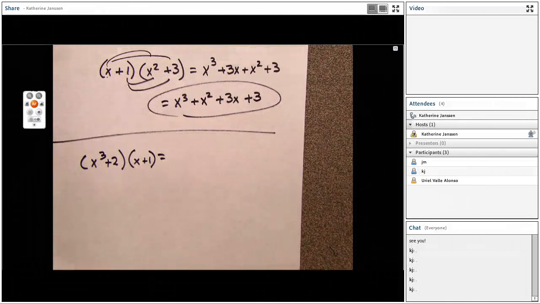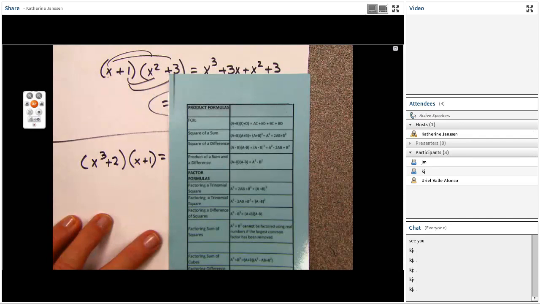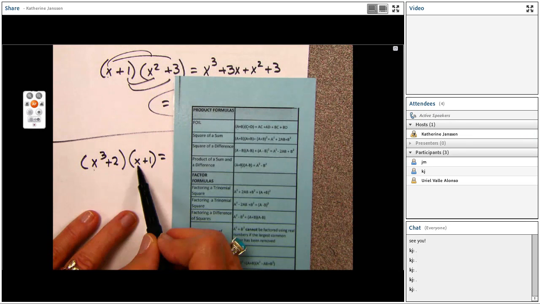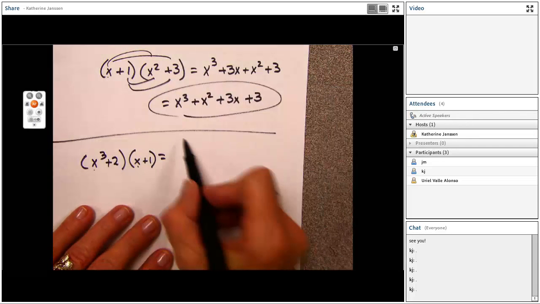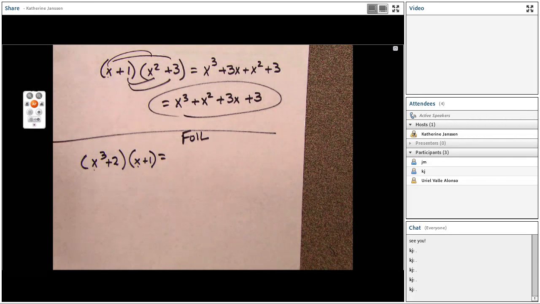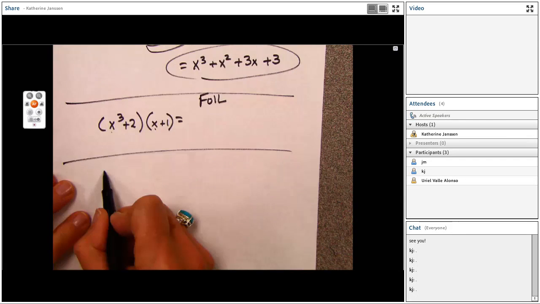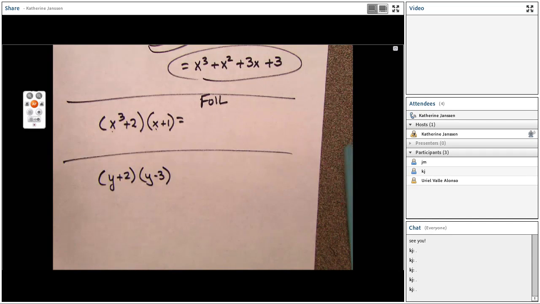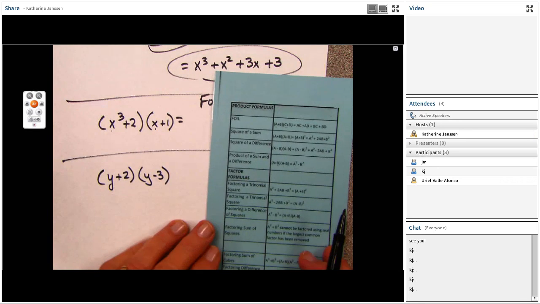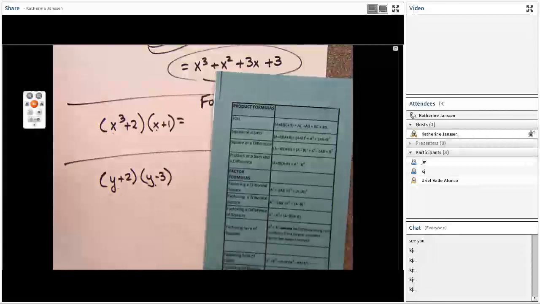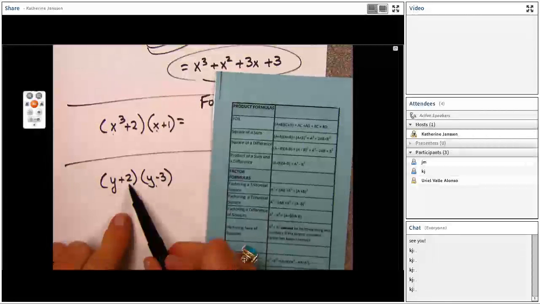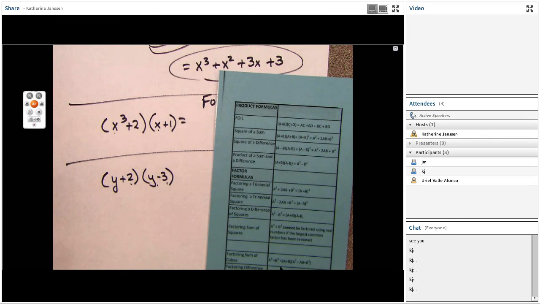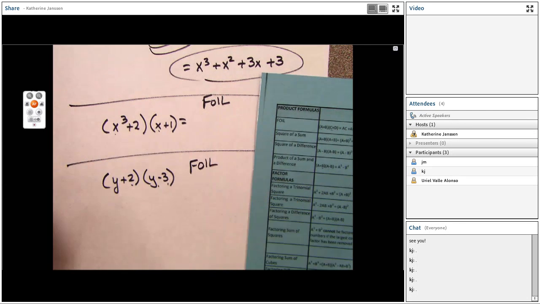Oh, I have a binomial times a binomial, so I want to get out my blue card. Are the first two terms the same? No. So we're going to have to use FOIL. Oh, I have a binomial times binomial, so I'm going to get out that blue card. First terms are the same. Are the last two terms the same? No. So you'll have to use FOIL again.